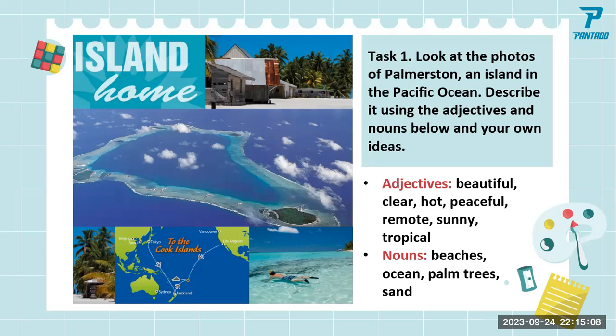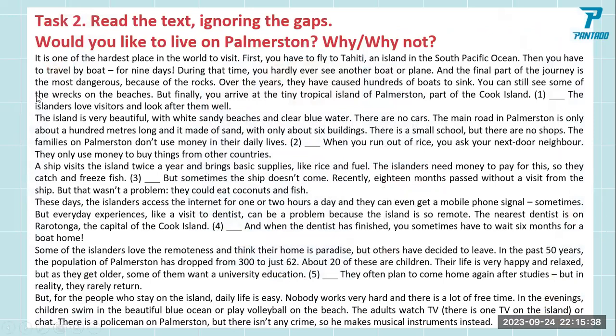Okay, so you can see this one that it has a clear sea. Okay, beautiful beaches. Okay, Palmerston Island is a remote place. It's very far from the city, but you can see the beach is beautiful. Okay, look at that. The sand is white and beautiful. Okay, so we have here, what would you like to live in Palmerston? Would you like to live on Palmerston Island?